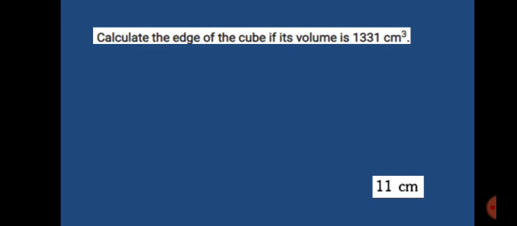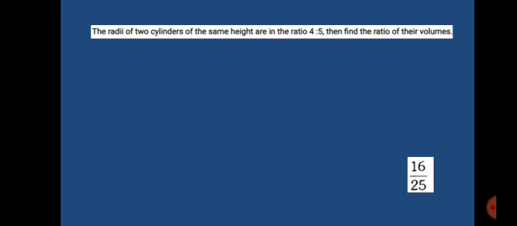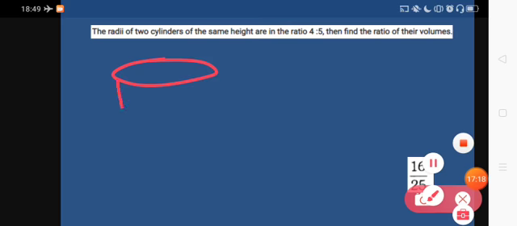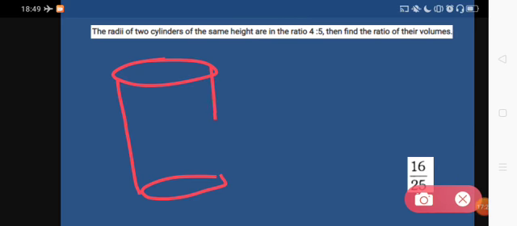Okay, now next question: the radii of two cylinders of the same height are in the ratio 4:5, then find the ratio of their volumes. Two cylinders, what is a cylinder? We will discuss the cylinder. This is a cylinder. The cylinder has two base areas, two circular base areas.